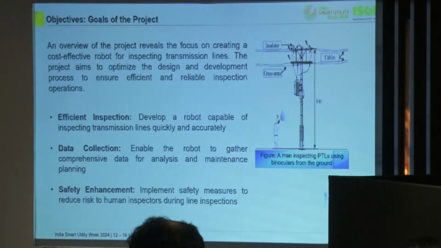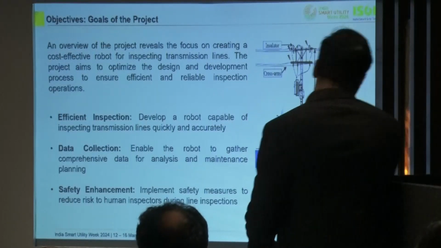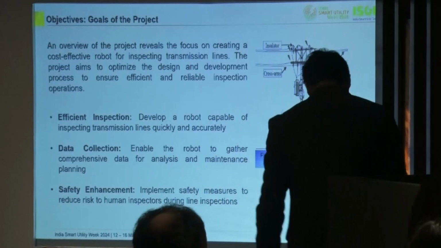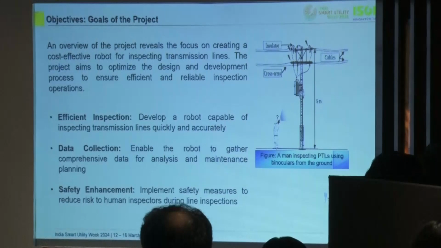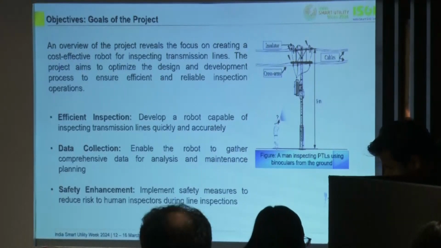The main aim of this research article is to optimize the design and develop a process to ensure efficient and reliable inspection operation of transmission line utilities. It deals with efficient inspection: a robotic inspection robot is capable of inspecting the transmission line very quickly and accurately. At the same time, data collection will not be a major issue with the help of AI tools. They enable the robot to gather comprehensive data for analysis, and then they can go ahead with maintenance planning.